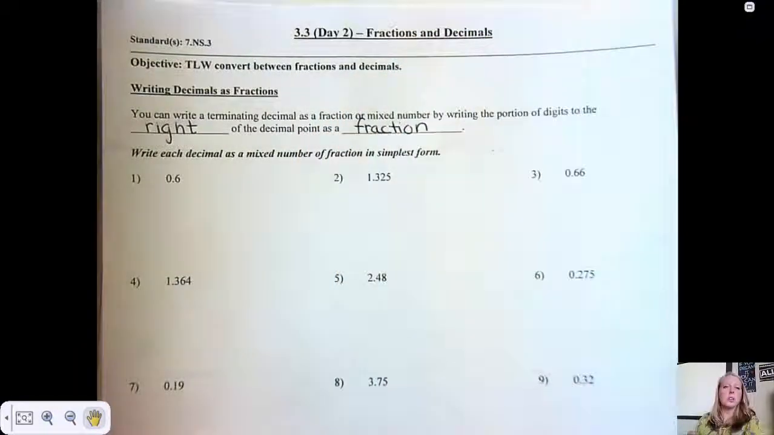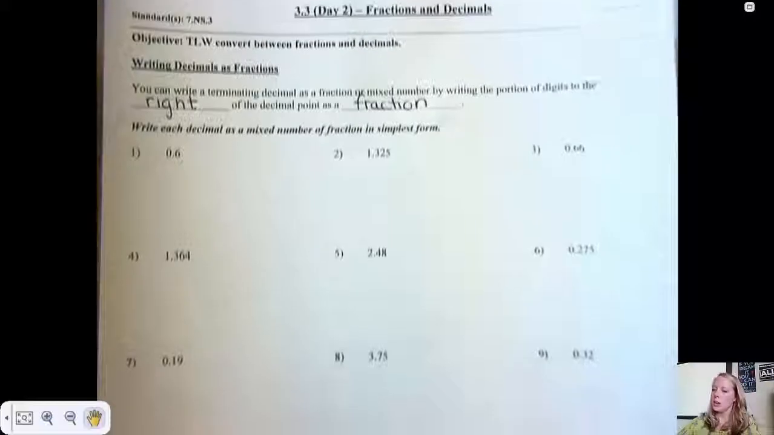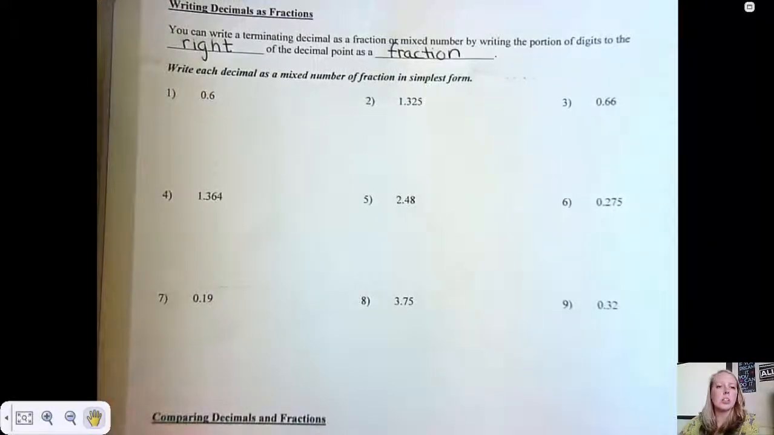Guys and girls, this really isn't too bad. There's not a lot of work you're going to have to do. As long as you can read numbers correctly and simplify fractions, this day should be great for you. Right here it says, write each decimal as a mixed number or a fraction in simplest form.